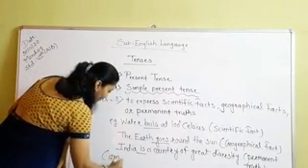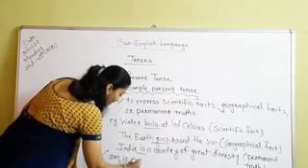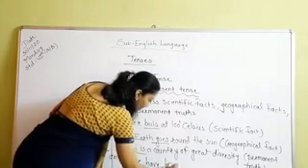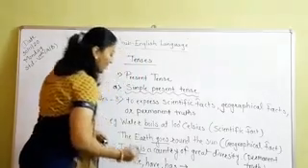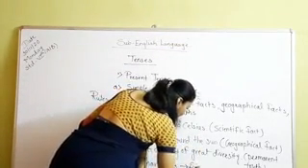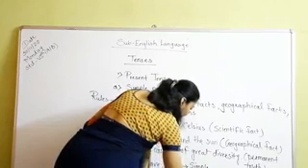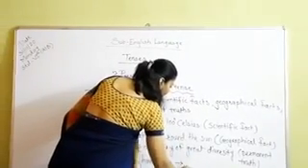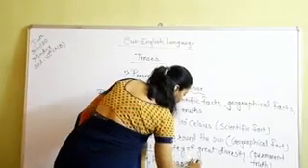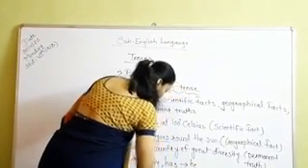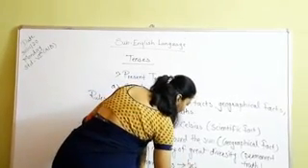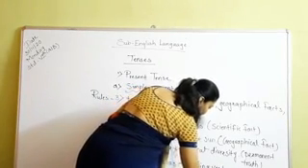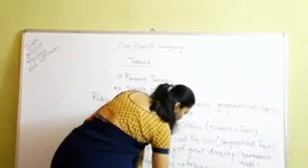So for your information, we are using am, is, are, have, has in the simple present tense. Simple present tense we are using here, and these are the verbs of to be. We call them helping verbs, or verbs of to be.